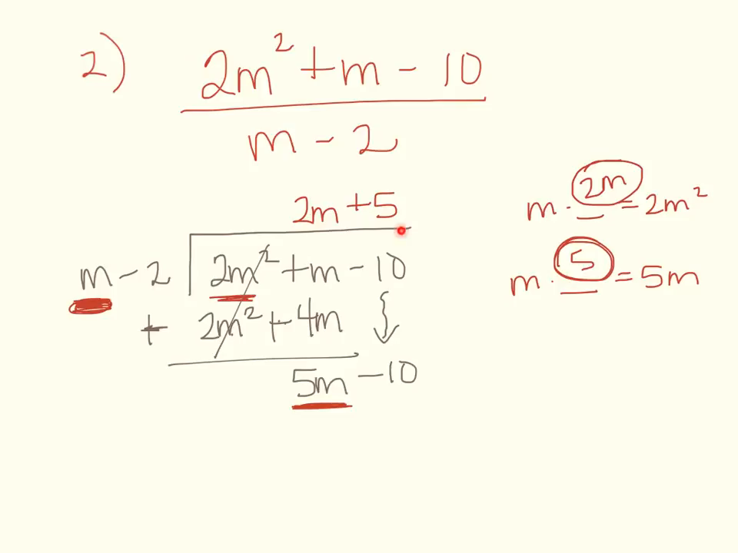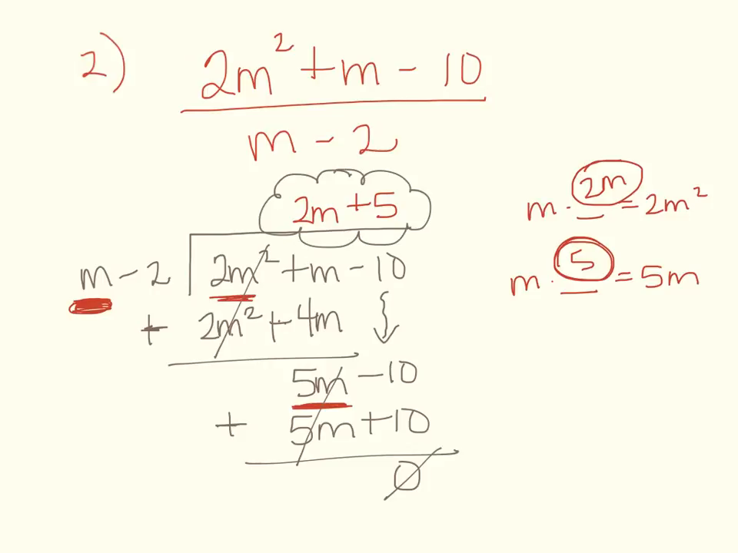And then just like we did last time, we take this positive 5 and multiply it down times both. You've got to multiply it times the m and times the negative 2. So 5 times m is 5m, 5 times negative 2 is negative 10, and we subtract just like we did before. 5m minus 5m cancels. That's what we wanted. Negative 10 minus a negative becomes a plus. So negative 10 plus 10 is 0, and we are not left with a remainder. My answer is 2m plus 5.